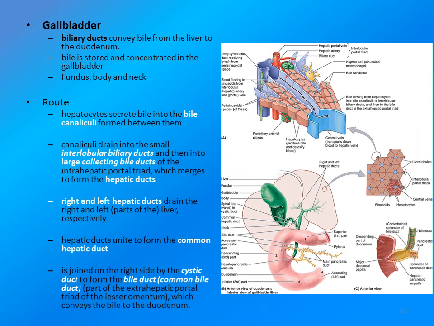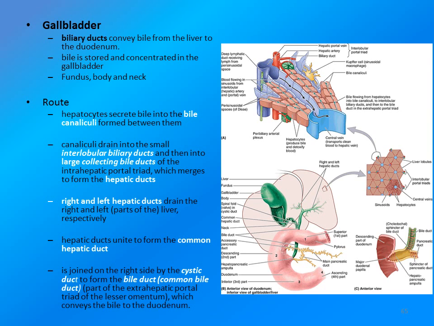Now let's turn our attention to the gallbladder, where a system of biliary ducts convey bile from the hepatic parenchyma to the sac-like structure and eventually to the duodenum. The bile is stored and concentrated in the gallbladder, and the gallbladder, seen here in its bed or fossa on the inferior side of the liver, has a fundus, a body, and a neck leading to a cystic duct.